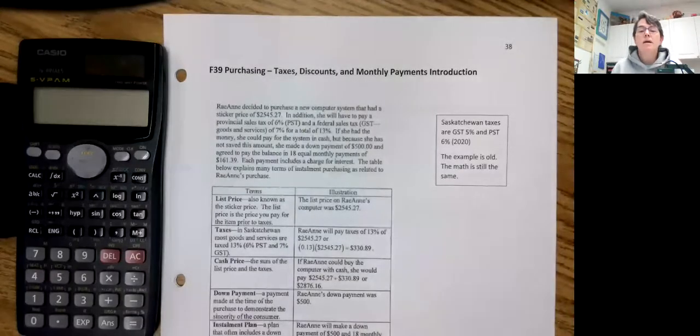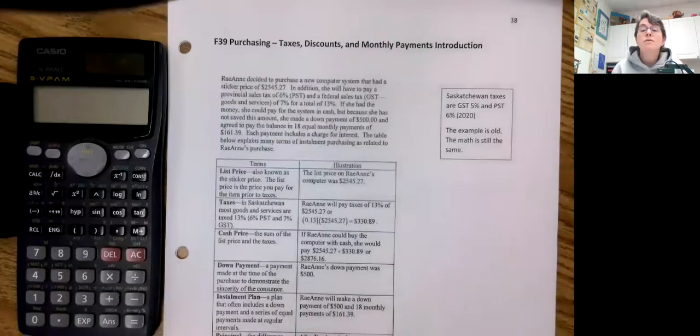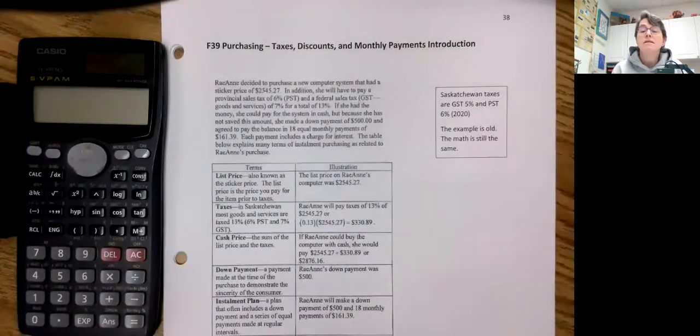Hey everybody, we are taking a little departure from, to put it bluntly, the long equations that take I think really hard to do, and doing some simple stuff. This is talking about purchasing. Most of the stuff we've done so far with simple interest, compound interest and annuities has pretty much been about savings accounts. Now we're going to start saving up our money. We are going to buy some stuff. So first we're going to talk about taxes, discounts, monthly payments, things like that.